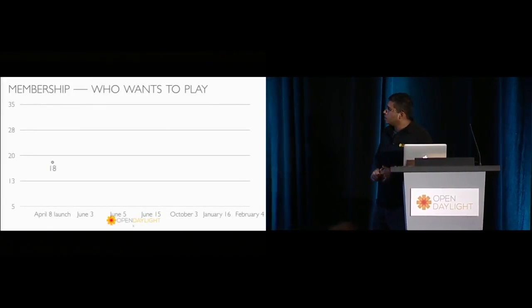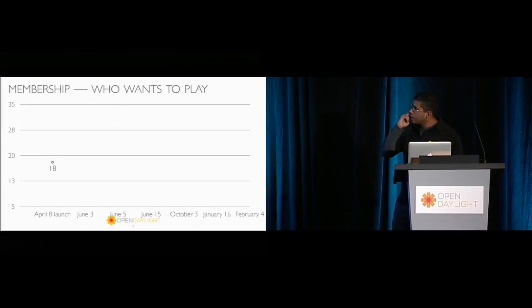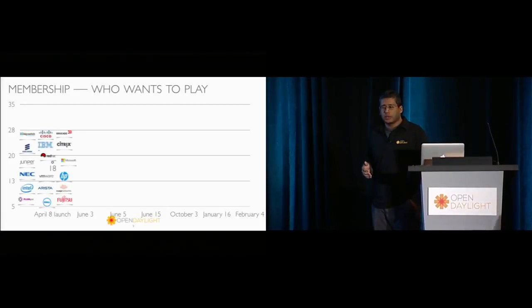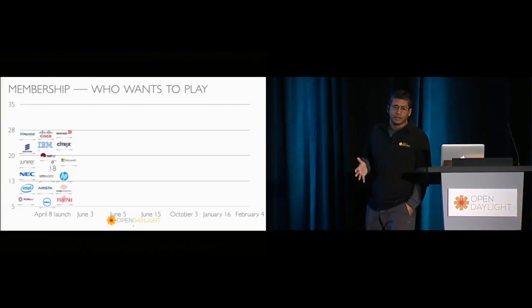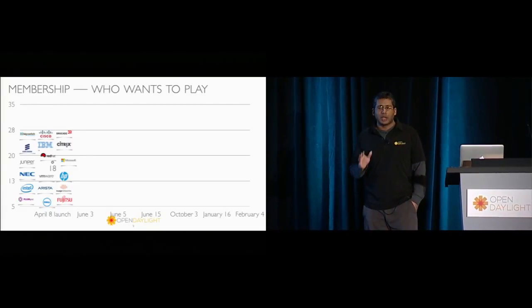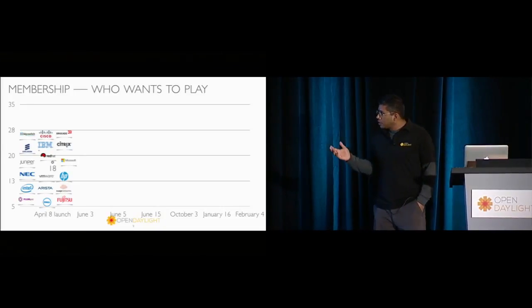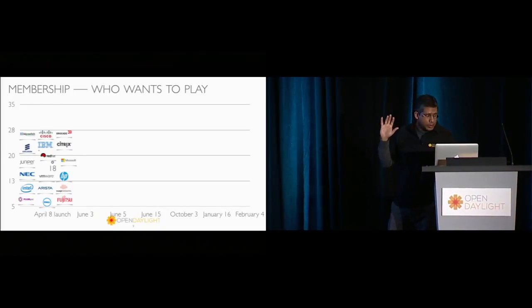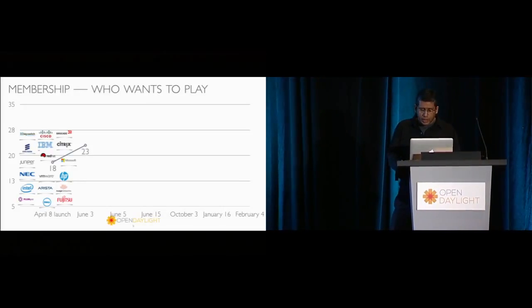So we launched on April 8th, 2013. And astoundingly, we had 18 members at launch. I remember that when we started OpenDaylight, we said, okay, if we get 3, we'll be happy and we'll go ahead and launch. And let's try to get at least 3. And it turns out that we were able to launch with 18 members, a mix of platinum, gold, and silver members. And soon after that, it didn't stop.